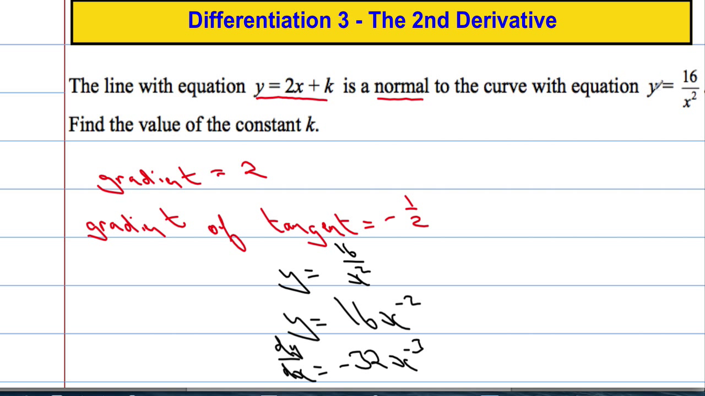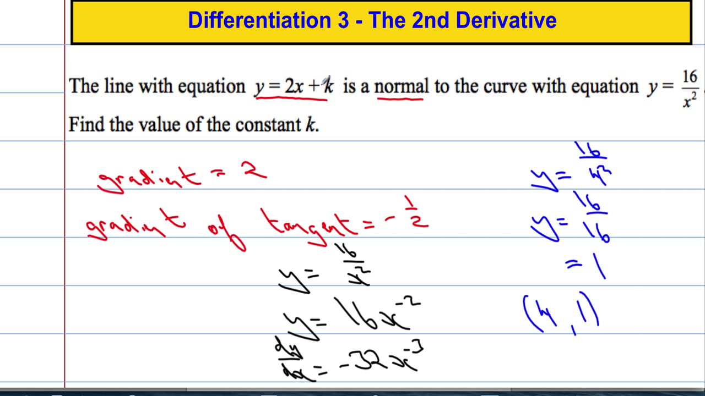we get a particular value for y, and that should match this. So the equation of this line will meet this curve here when x is 4. So let's work out what the value of y is. y will equal 16 over, now we're letting x equal 4, so 4 squared, so y equals 16 over 16, so y equals 1. So this particular line will meet this particular curve when x is 4 and y is 1.